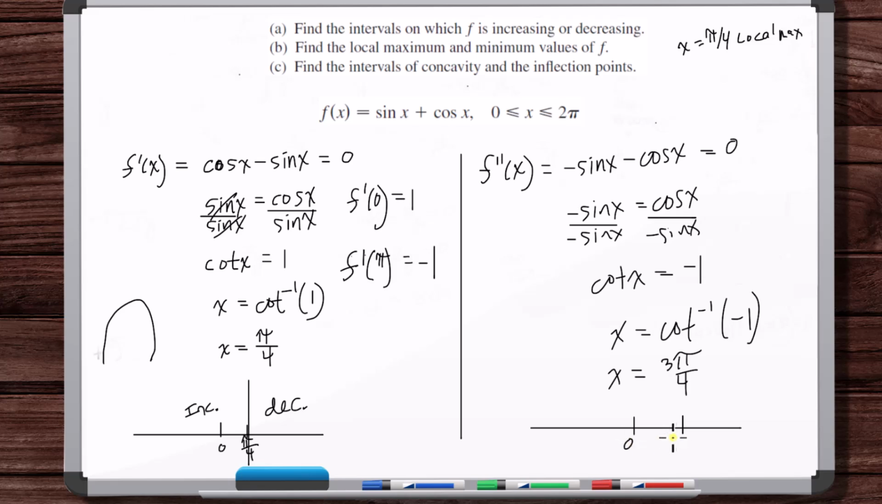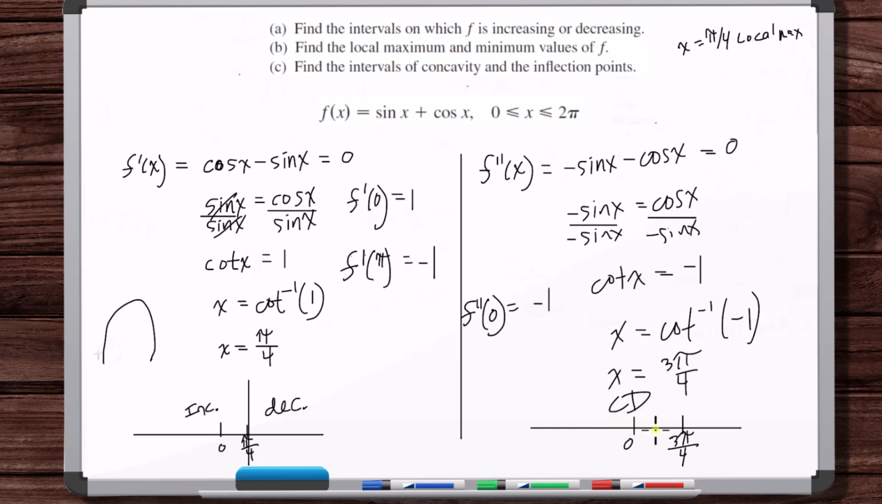So this is 0, 3 pi over 4. Okay, now f double prime of 0 is what? Minus sine of 0 is 0, minus cosine of 0 is, so this would be minus 1. So we've got, not decreasing, concave down in this interval.